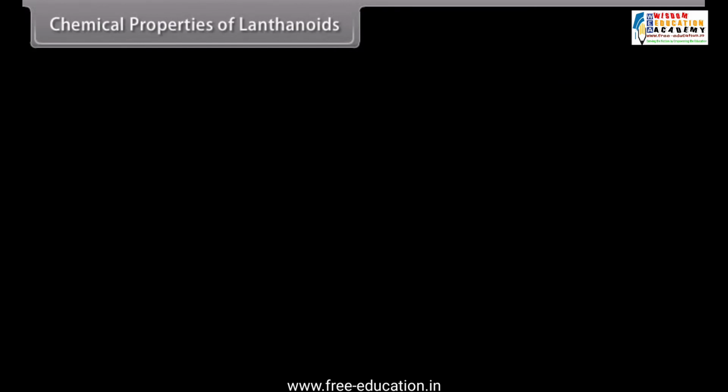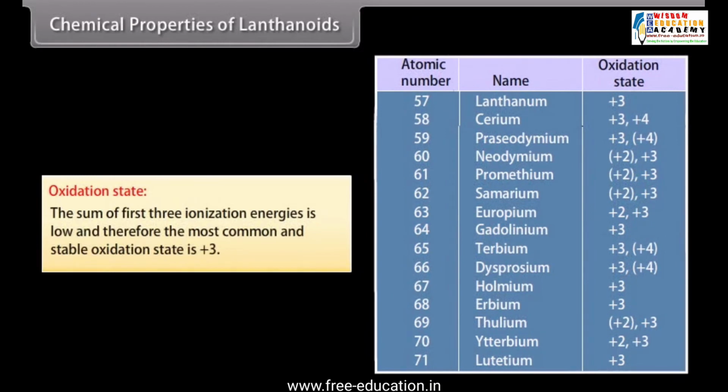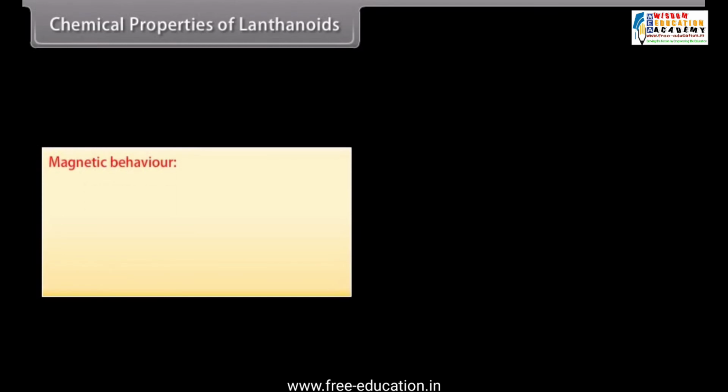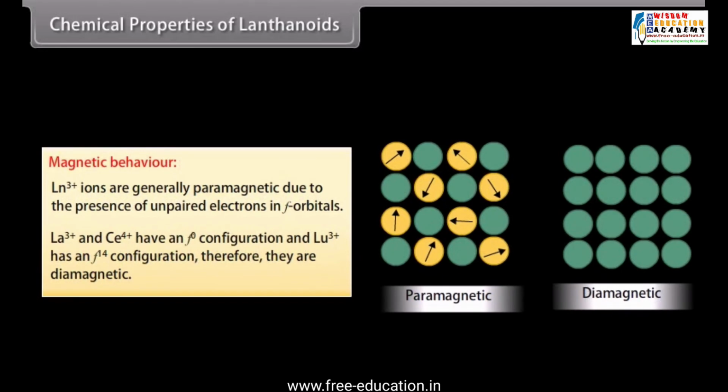Chemical properties of lanthanoids. Oxidation state. The sum of first three ionization energies is low, and therefore the most common and stable oxidation state is +3. Magnetic behavior. Ln3+ ions are generally paramagnetic due to the presence of unpaired electrons in f orbitals. La3+ and Ce4+ have an f0 configuration, and Lu3+ has an f14 configuration, therefore they are diamagnetic.